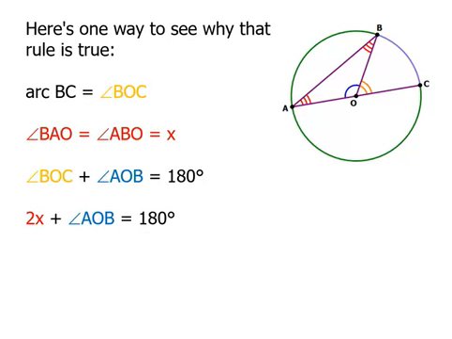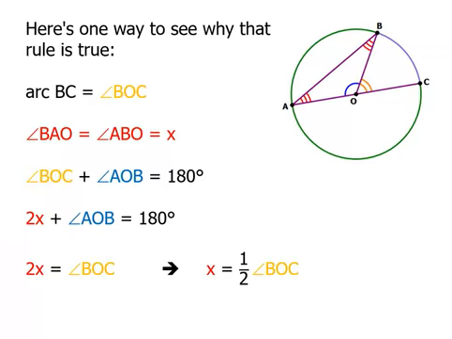Well, look at those two equations. Thing plus AOB equals 180 degrees. Thing plus AOB equals 180 degrees. So in other words, those two things have to be equal. So it must be true that 2x equals angle BOC, and then we can just divide, so x is half the measure of angle BOC, and so it's half the measure of the arc. And so this is one very special way to see why the inscribed angle has to be half the measure of the arc.